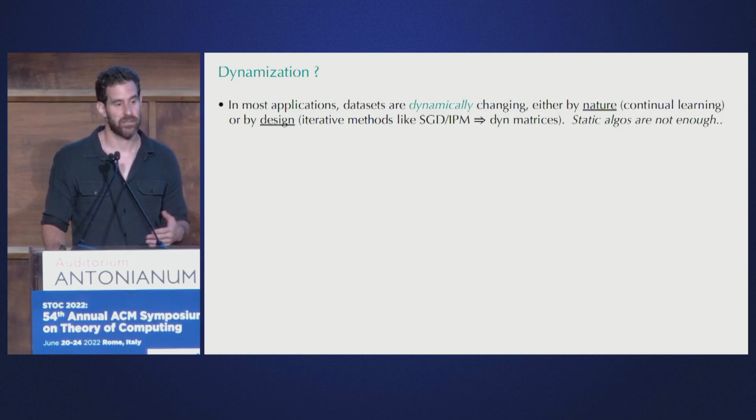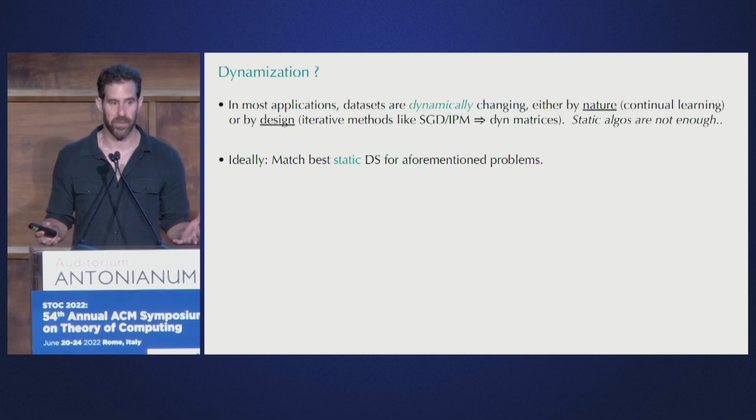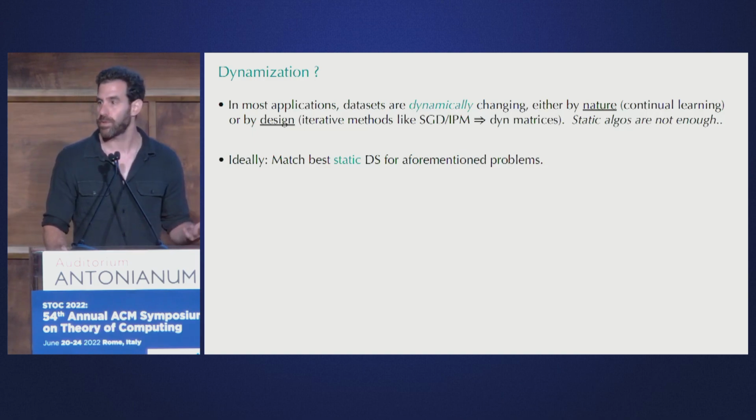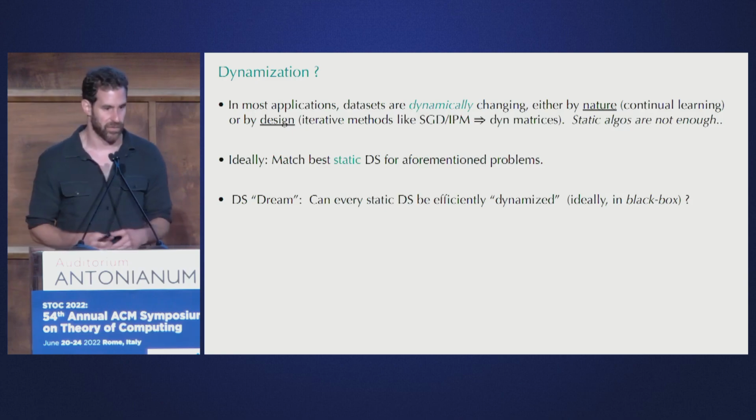So in the sense that, and kind of the best, where the data matrix is changing over time. And ideally, our dream would be to match the best static data structure for these problems, right? This is the holy grail of data structures, dynamic data structures in general.